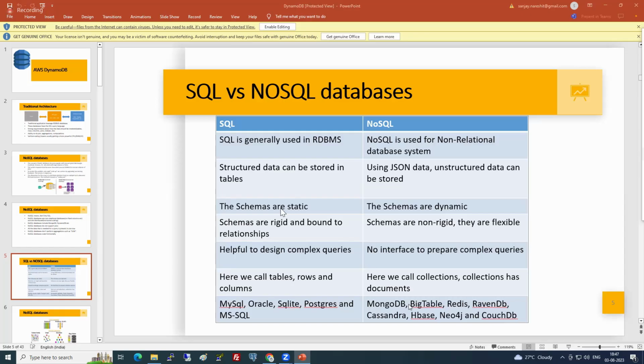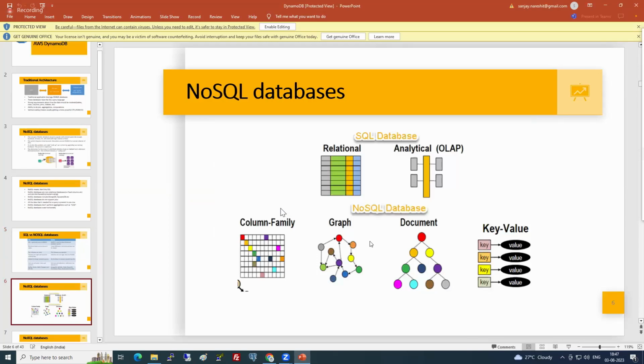In NoSQL also there are different models, different types. We have columnar family, graph database, document database, key value database. Our DynamoDB supports key value and document. This is a certification question: which NoSQL database models does DynamoDB support? Key value and document. Key value is nothing but JSON.